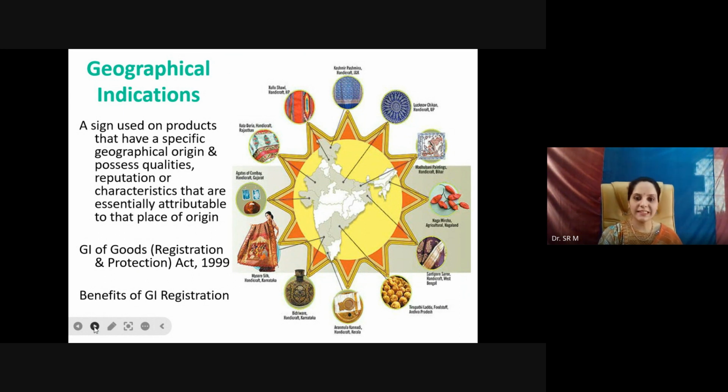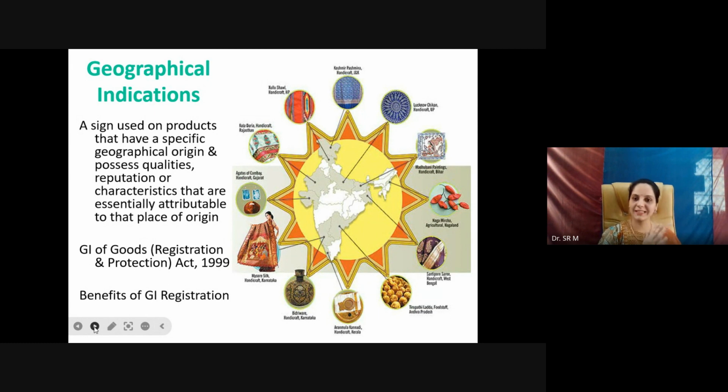Okay. Geographical indications, GIs. Could someone provide an answer? What are GIs? Have you come across this? Geographical indications? What are GIs? Looking at the image, are you getting any idea? What are GIs? What are geographical indications? Place of innovation. Okay. Thanks for that.